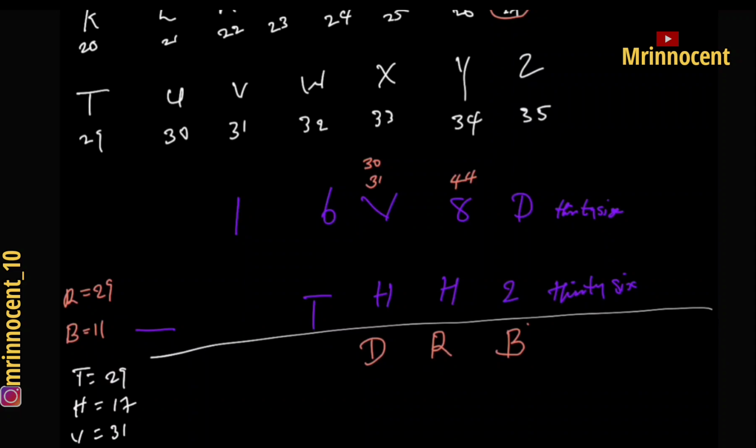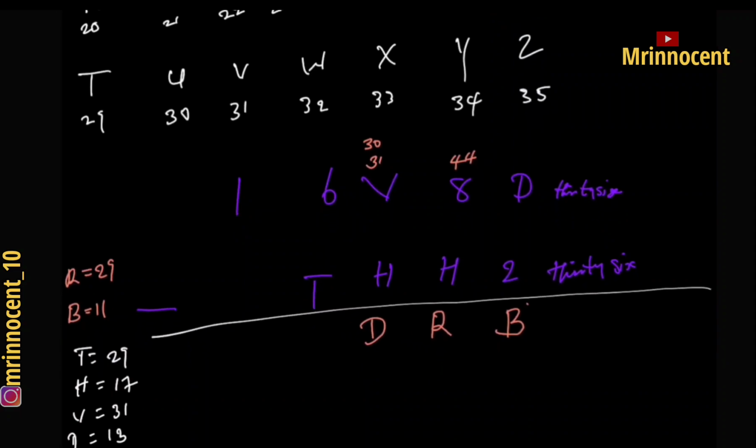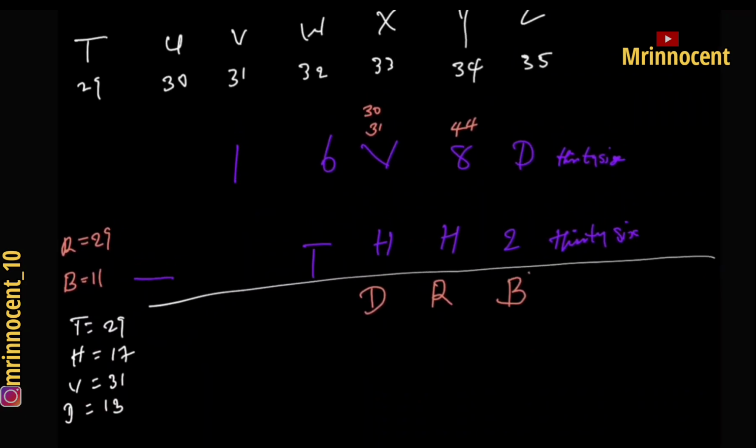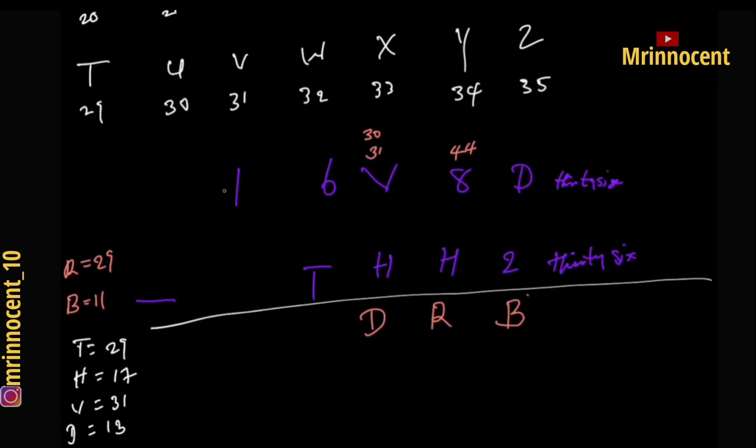So 6 minus T, which is 29. Cannot, so borrow 1 here. Call it 36. 36 plus 6 is 42. 42 minus 29 is 13, and that 13 is D.